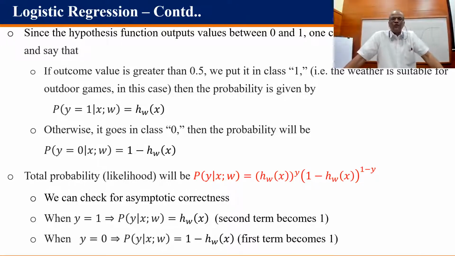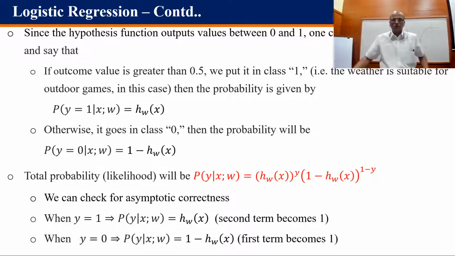So then the probability is given by P of y equal to 1, given a set of x, please note it's a conditional probability. The probability of y equal to 1 given x and w is hw of x. Otherwise, it goes into class 0. The probability will be 1 minus hw of x. The total probability will be the probability of success times the probability of failure. The probability of any y given a set of x and the weights w equals the probability of success multiplied by the probability of failure.